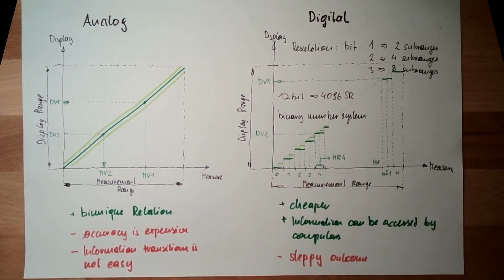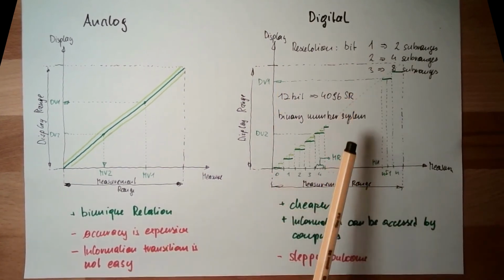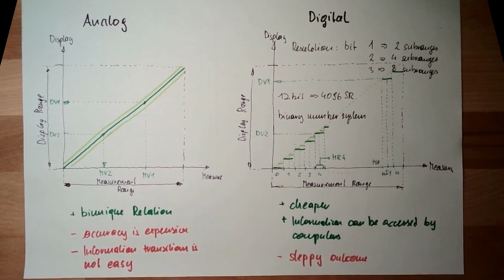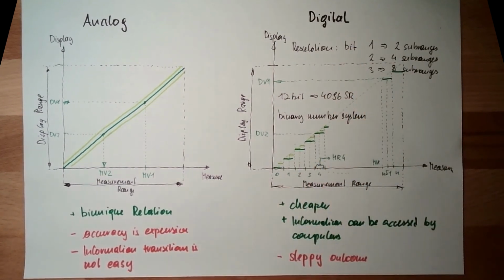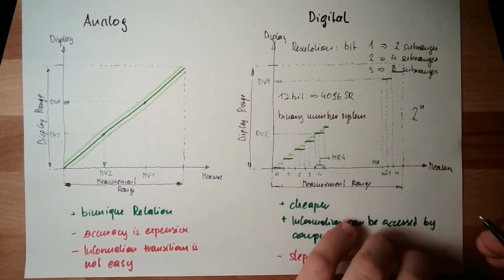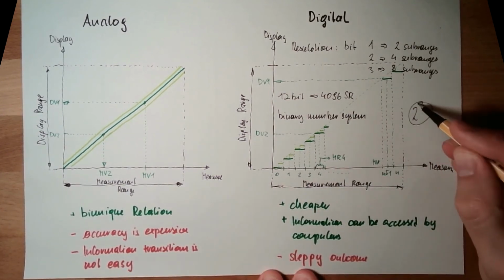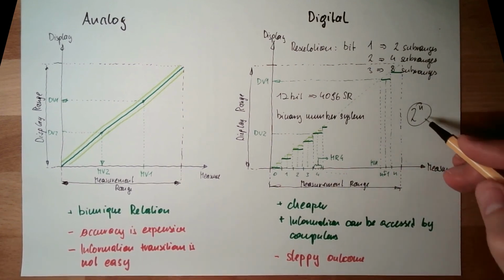So we divide a measurement range into sub-ranges. How many sub-ranges we have is defined by the resolution. The resolution is given in bits, and the more bits, the more sub-ranges, and it grows exponentially. 2 raised to the power of the resolution is the number of sub-ranges. Like I said, why, we will see in the next video.